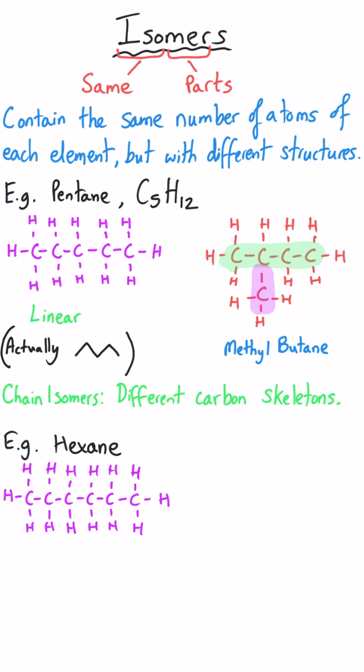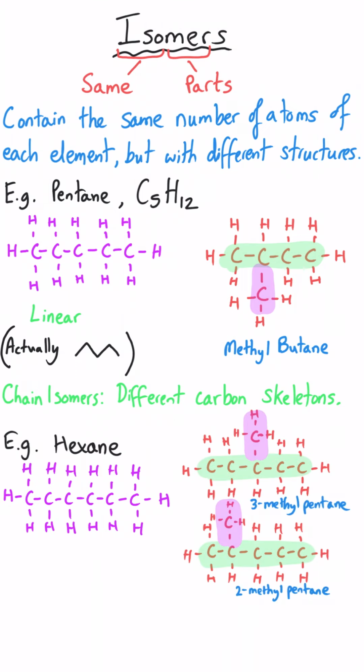Well, when we delve deeper into that, there are actually more potential isomers than just 2, because we could have a carbon chain of 5, and then we could put a methyl group on the very middle carbon, or we could put it on one just outside of the middle. And so that's already 3 isomers.